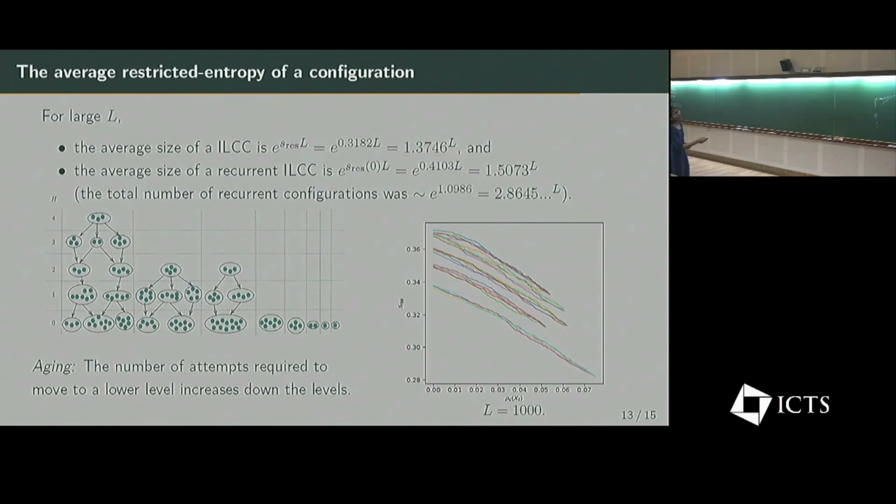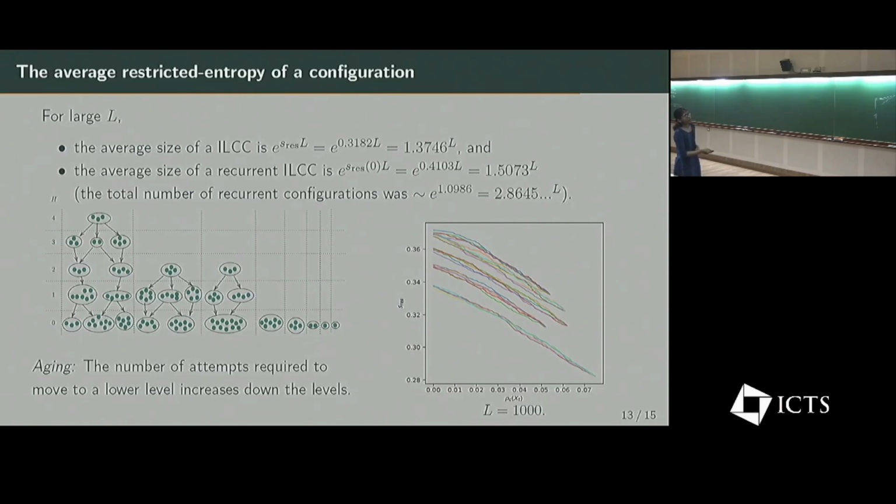This is given by e to the s restricted, where s is the restricted entropy per site, times L. We find that the restricted entropy grows as 0.3182, and if we take the average over all configurations, the average size of a recurrent ILCC grows as e to the 0.4103 L. Earlier we saw that if we look at all the configurations at this level, the entropy of the number of all recurrent configurations is 1.0986, as opposed to this restricted entropy 0.4103.